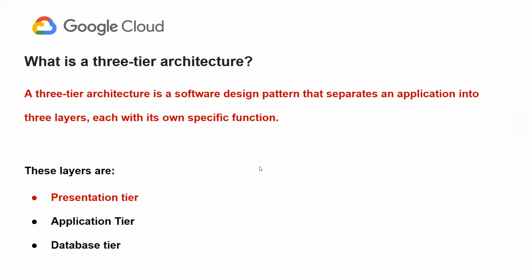A three-tier architecture is a software design pattern that separates an application into three layers, each with its own specific function. These layers are the presentation tier, which provides the user interface for your application. You can implement this tier using a web application built with a web framework such as Flask or Django, to create a RESTful API that allows your application to communicate with the back-end application tier.